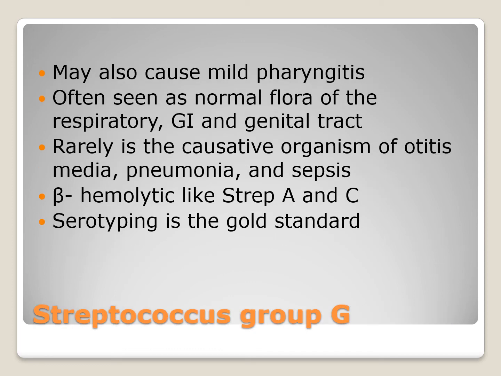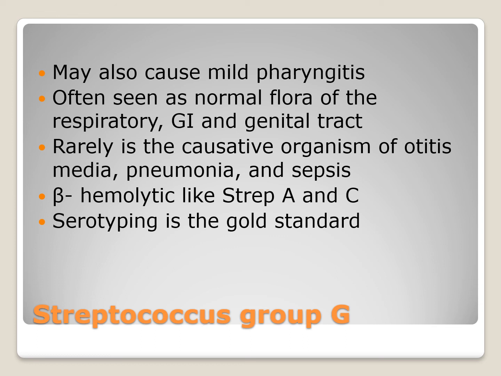Group G strep is another type of beta hemolytic strep that can cause mild pharyngitis. Again, it's not as serious as Streptococcus group A, but it can still cause a sore throat. You can often find strep G in the upper respiratory tract of people, the gastrointestinal tract, and the genital tract. And it could be normal flora. It doesn't always cause pharyngitis.